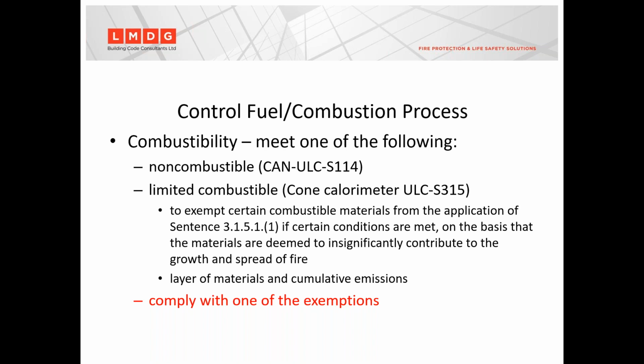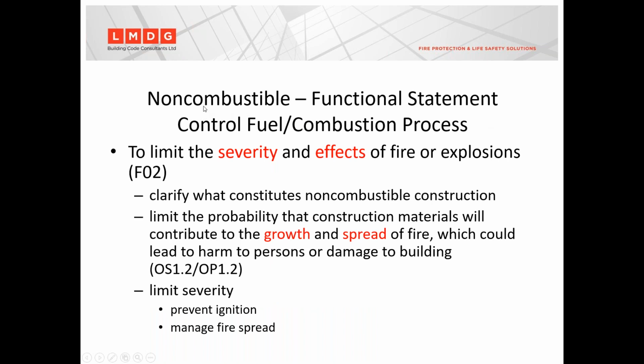In our building codes, when a non-combustible building is going to have combustible things in it, the materials either need to be not combustible, or if they're combustible, they're permitted if they are a limited combustible component, which can be defined from a bench scale test, or the combustible components could be permitted because they comply with an exemption. The idea of either permitting through this test or permitting through an exemption is the objective of controlling fuel or controlling the combustion process itself. So the functional statements about controlling fuel and or the combustion process is to limit the severity and the effects of a fire or an explosion.